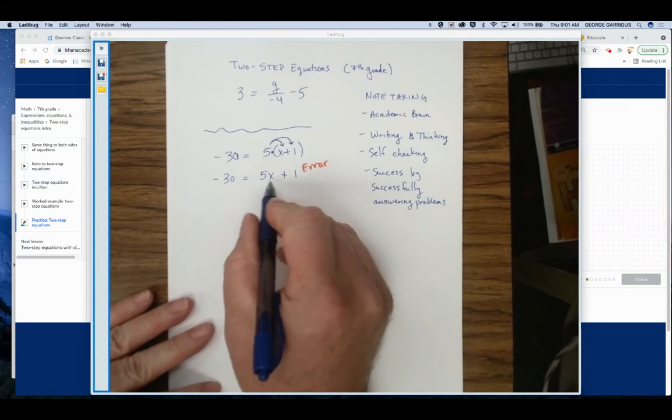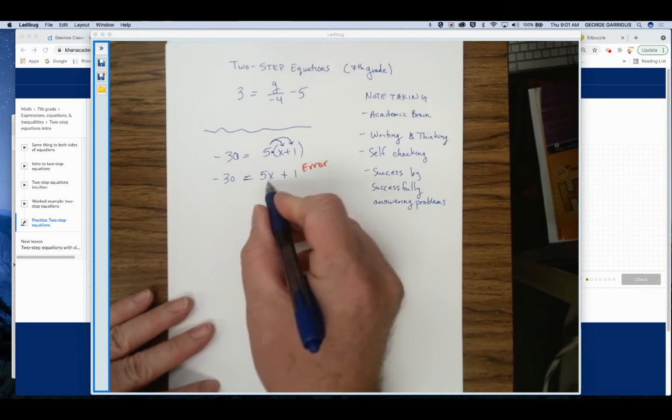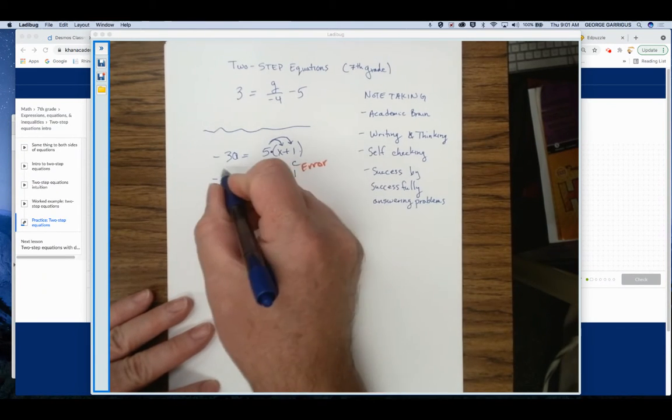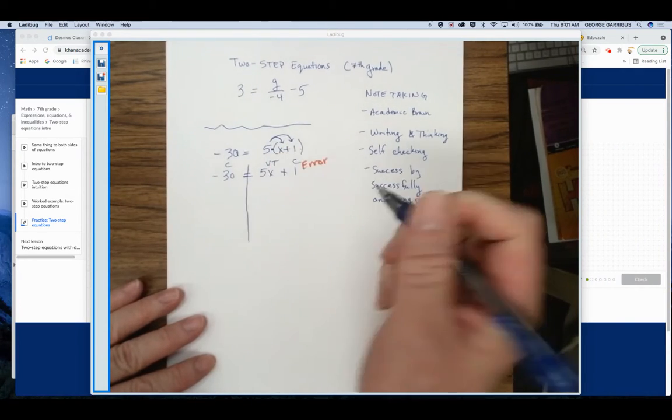So now I'm going to go through and try to solve this. I find the VT, the variable term, and the constant. I need to get rid of this constant. I'm going to draw a little vertical line.